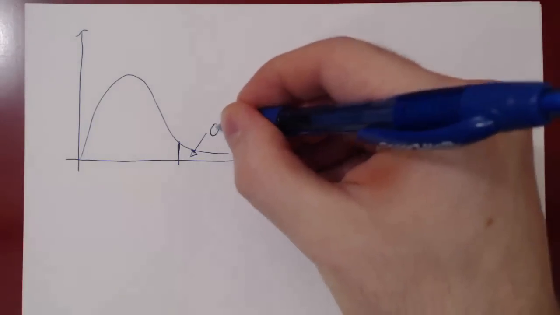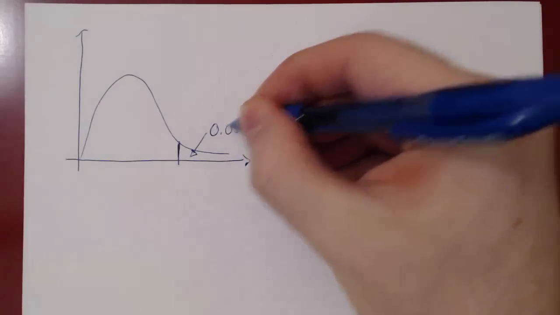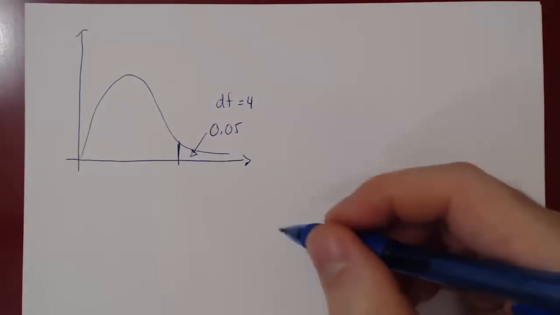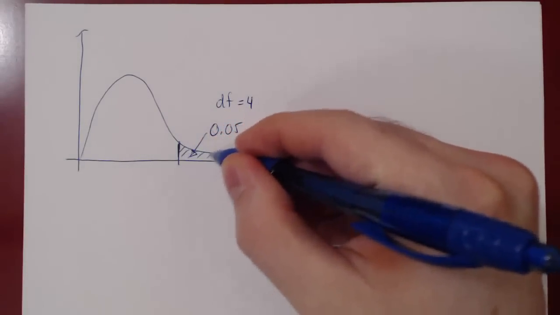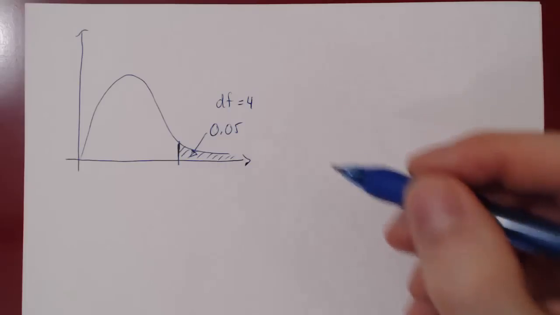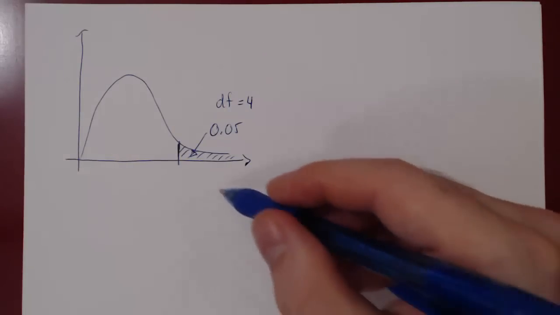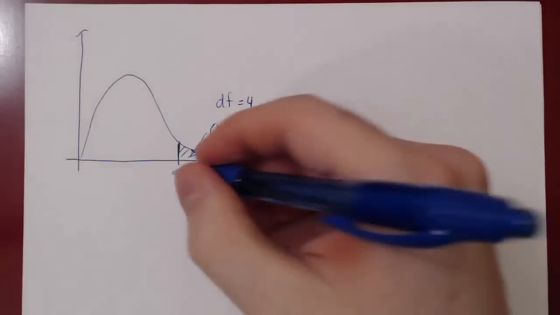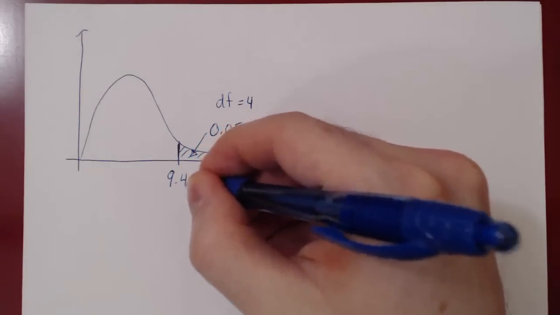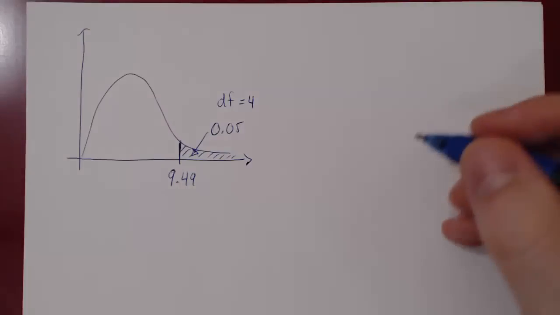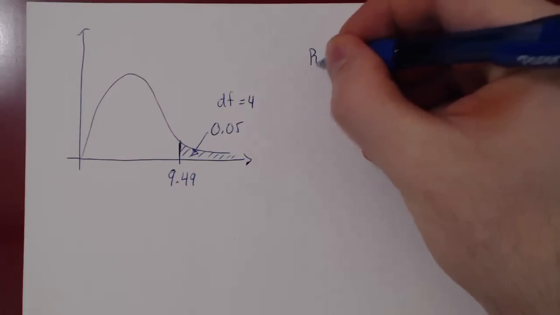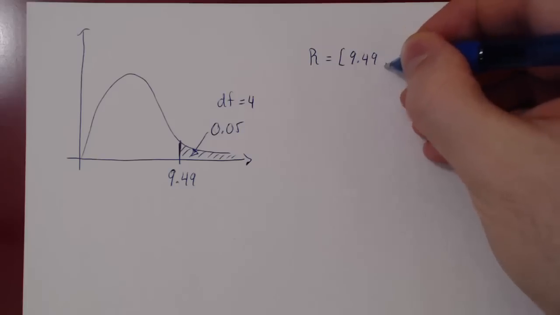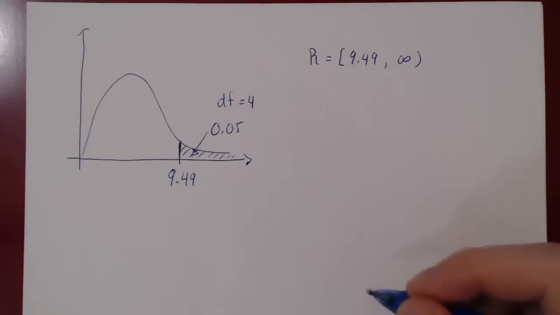In our case, we chose a significance level of 5%, and we had 4 degrees of freedom. If you use your table of the chi-squared distribution, you find a corresponding chi-squared value of 9.49. And so we have our rejection region: 9.49 all the way up to positive infinity.